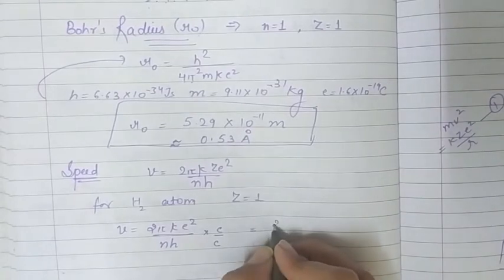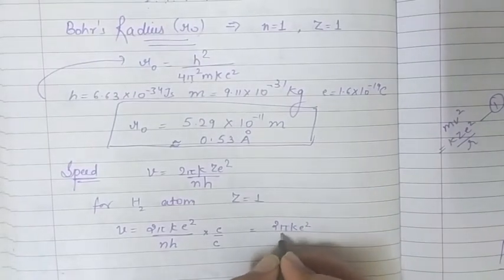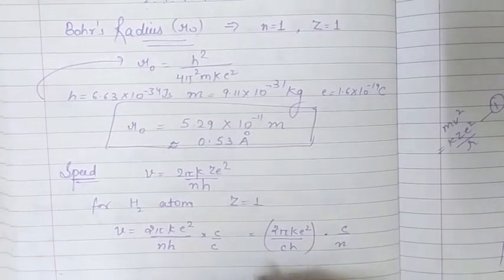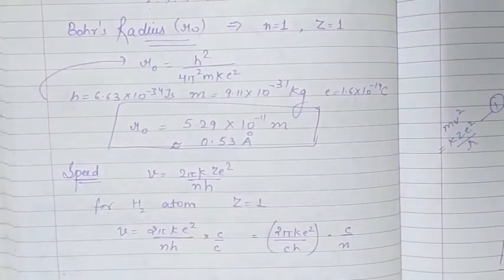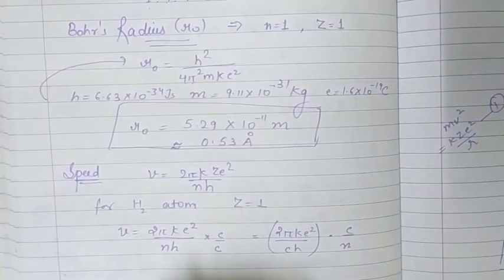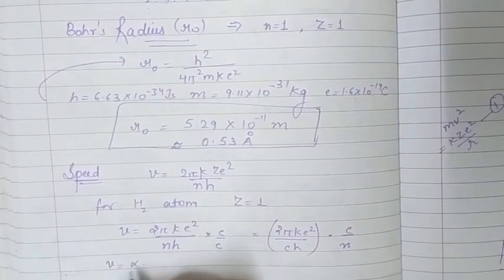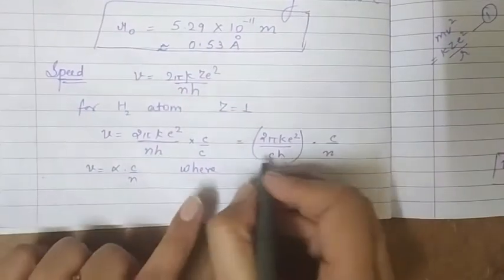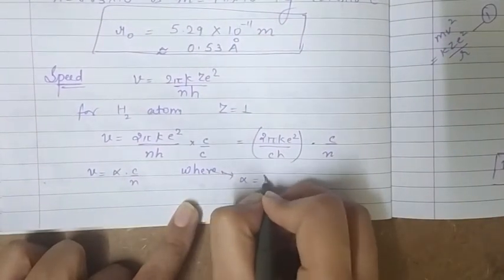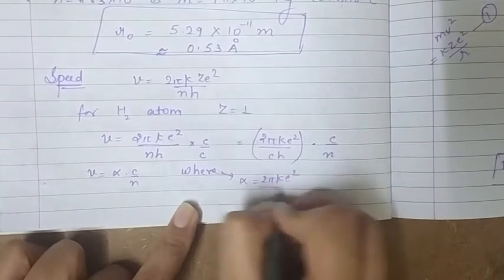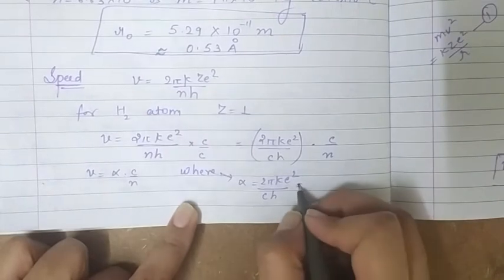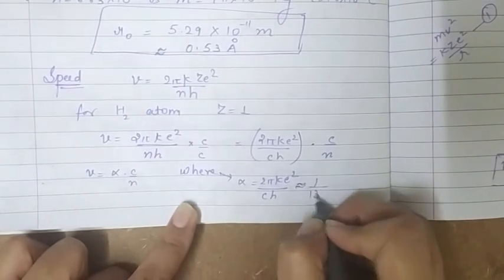This will be equal to 2 pi k e square upon ch into c upon n, and this factor 2 pi k e square upon ch is called alpha, which is the fine structure constant. This value is known as alpha. So v is equal to alpha into c upon n, where alpha is equal to 2 pi k e square upon ch, and since these are all constants, its value is approximately 1 upon 137.